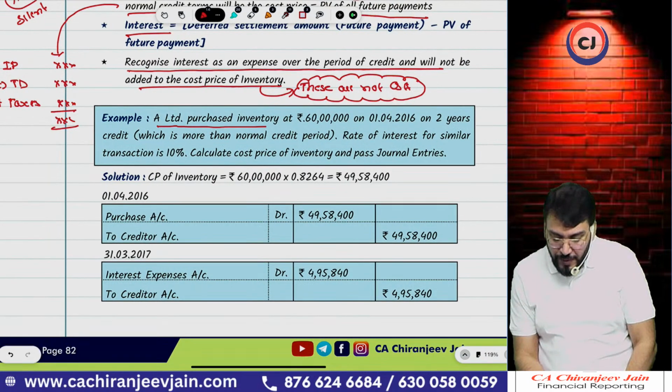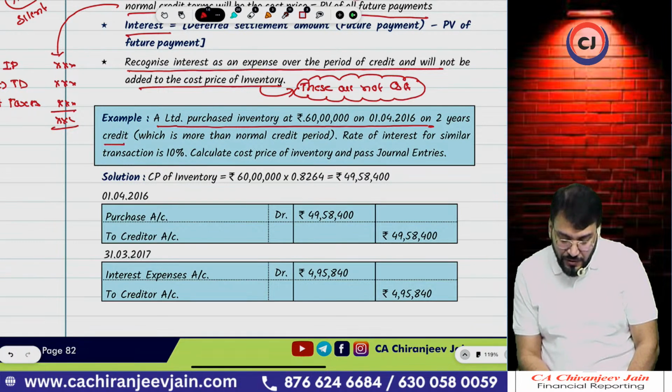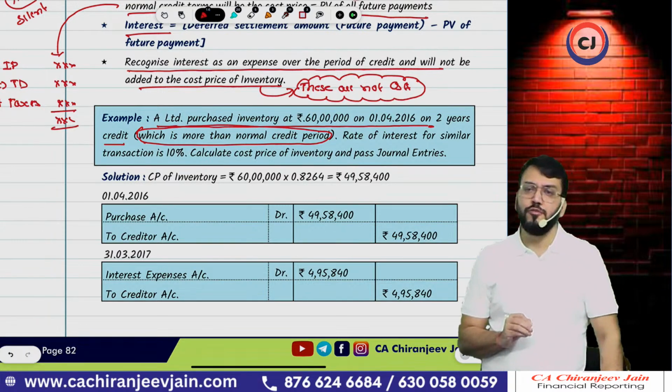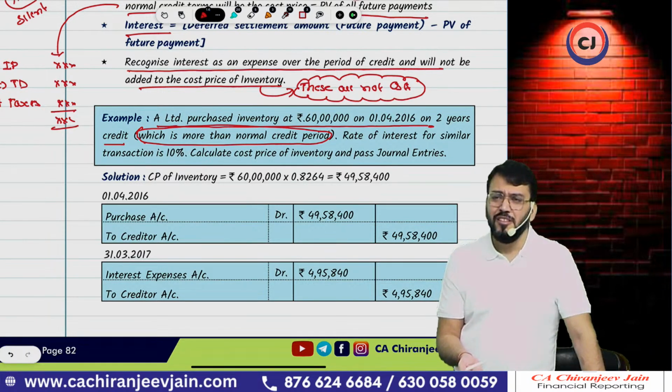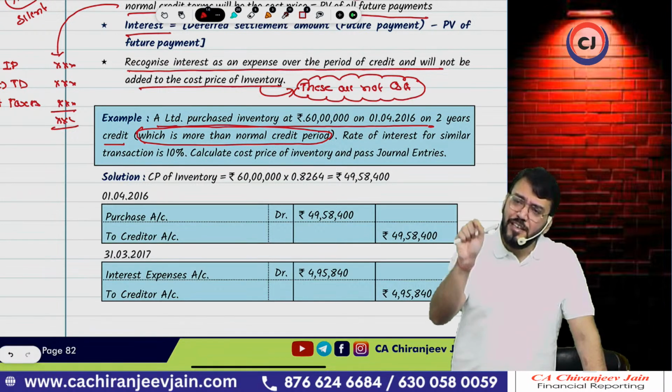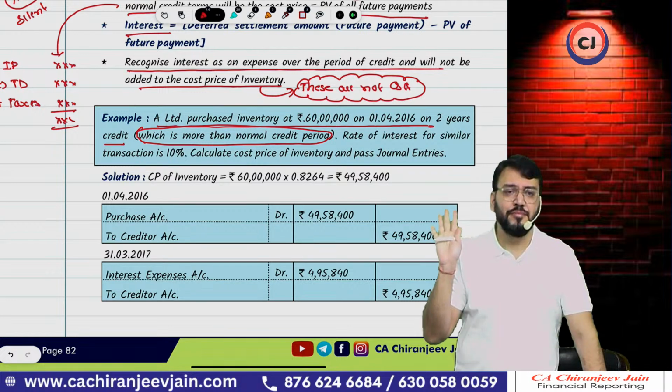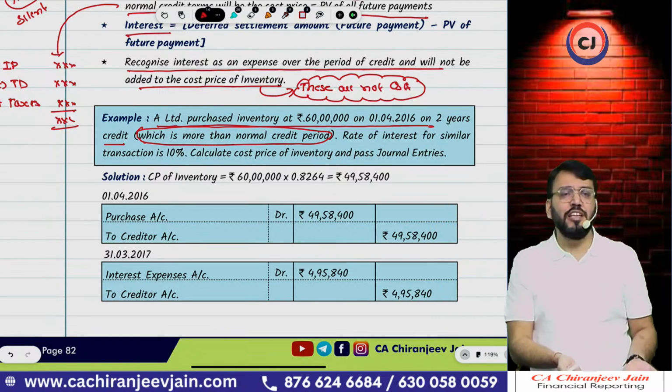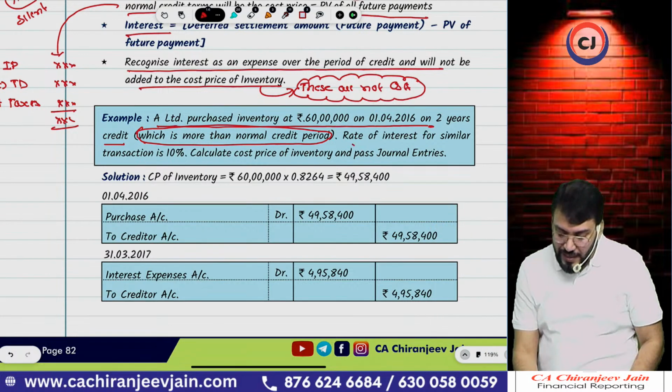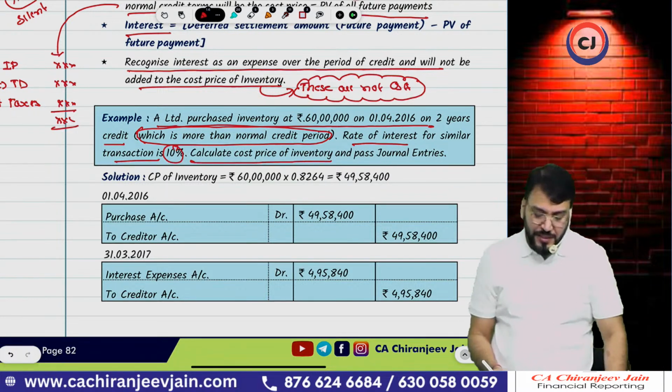One question I have given. A Limited purchased inventory at rupees 60 lakh on 1/4/2016 on 2 years credit, which is more than the normal credit period. Just try to understand. And if the discount rate is given, it means discounting is required. Rate of interest for similar transactions is 10%. Calculate the cost price.